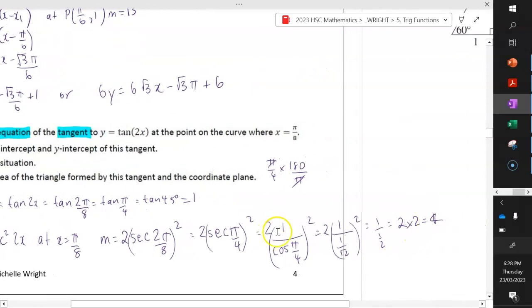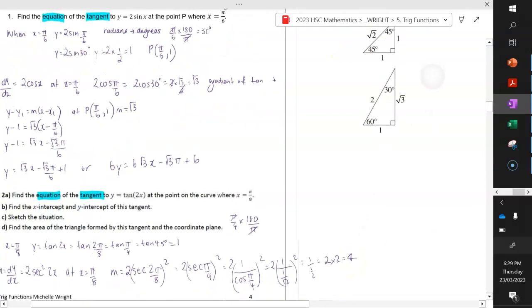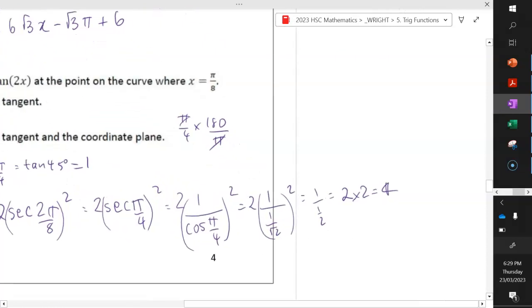Now cos of pi over 4 is cos of 45. Using special triangles, the top triangle there, cos of 45 is 1 over root 2, adjacent on hypotenuse. So I've changed my cos pi over 4 to 1 over root 2. The 2's still out the front, and we're squaring it.